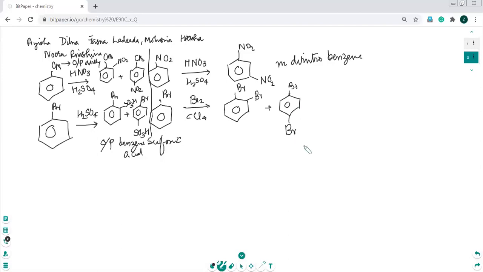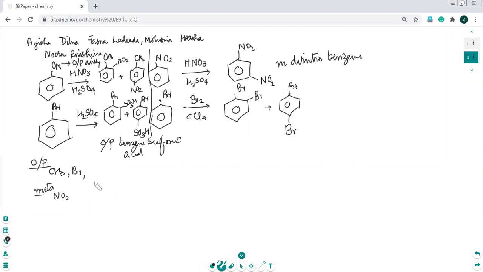Bromine. So you can see here, CH3, Br, and here also Br. CH3 and Br give you ortho-para, while NO2 will give you a meta product. Now, like this, different groups you can classify as ortho-para directing and meta directing.